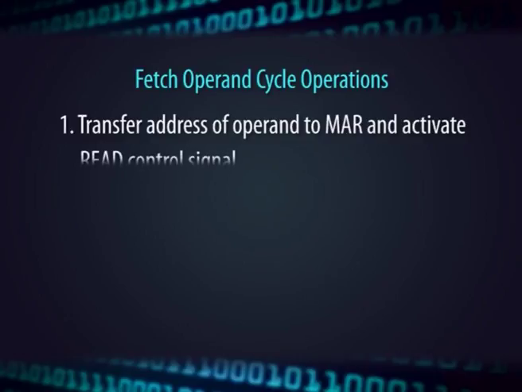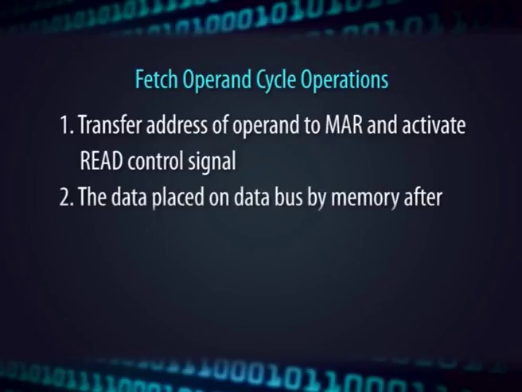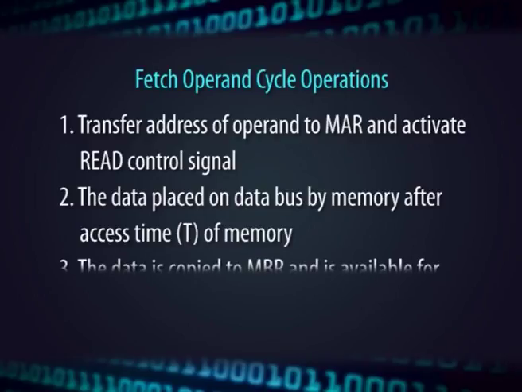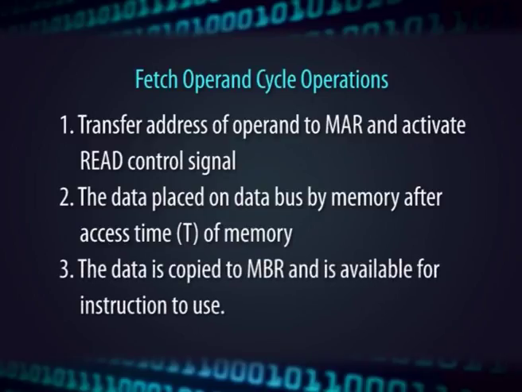First step is to transfer the address of the operand to the memory address register and activate the read control signal. Second, the data is placed on the data bus by memory after the access time T of the memory. Third step is the data is copied to MBR and then is available for the instruction to use.